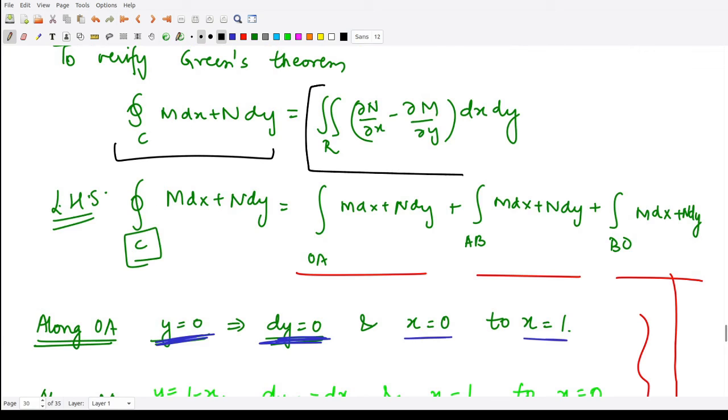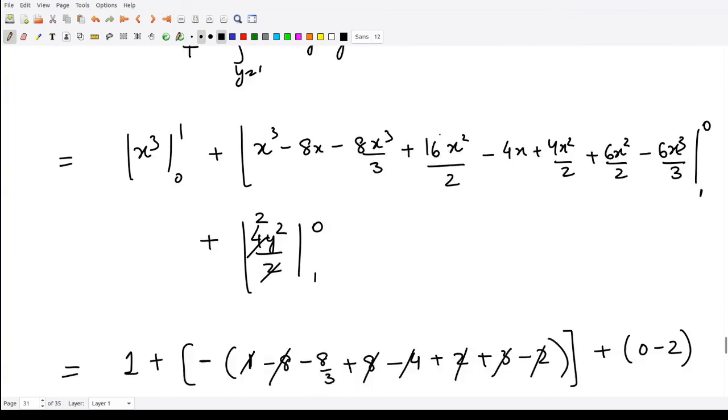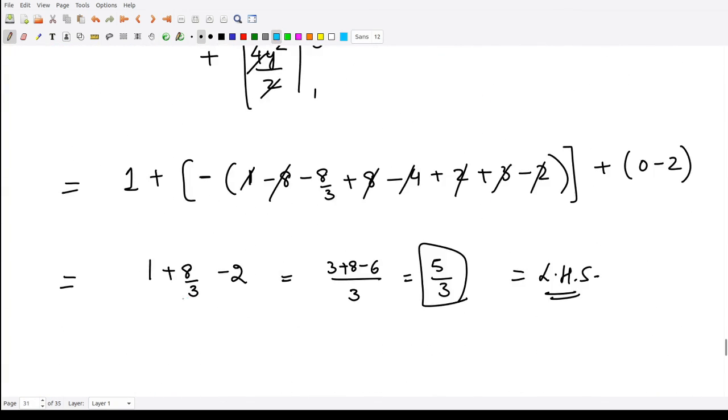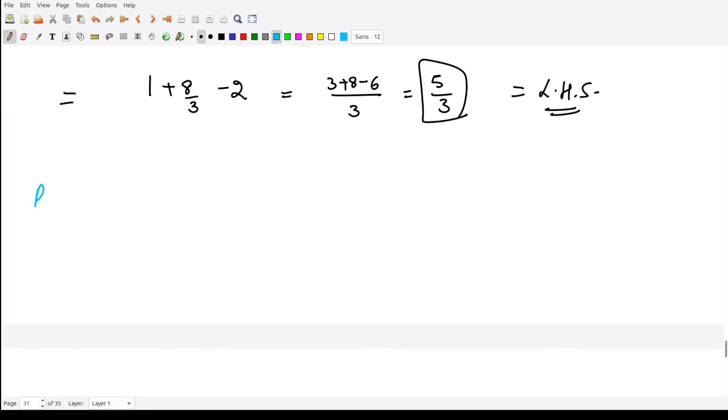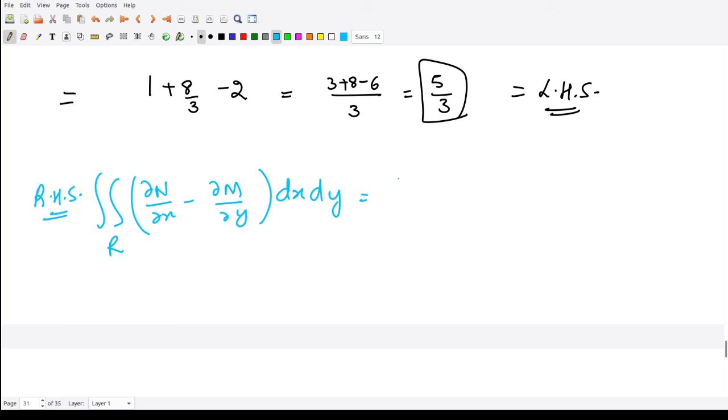Now let's go and solve for this right hand side. So you see the utility of Green's theorem. Okay. For the right hand side here, we wanted to solve this quantity, double integration over R of del n by del x minus del m by del y. Integration is performed with respect to x and y. So now let's do that quickly.